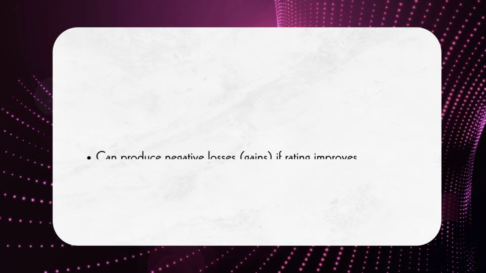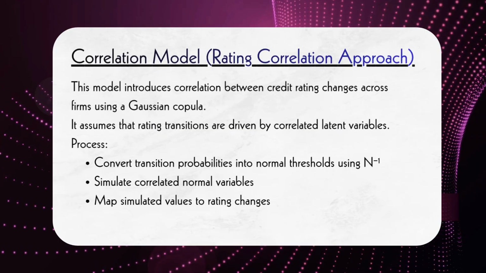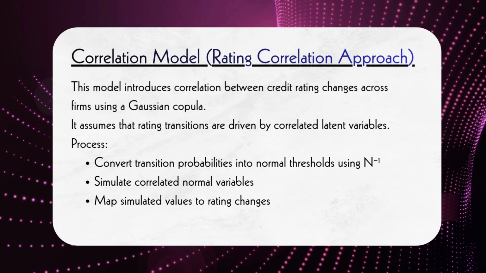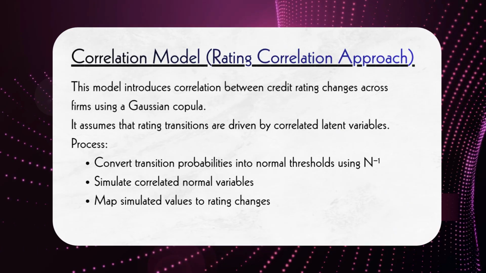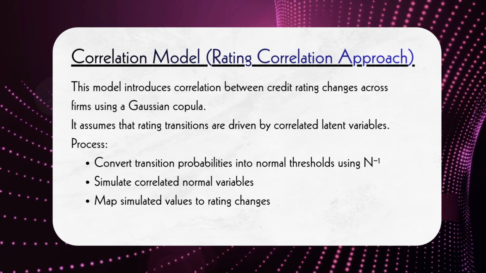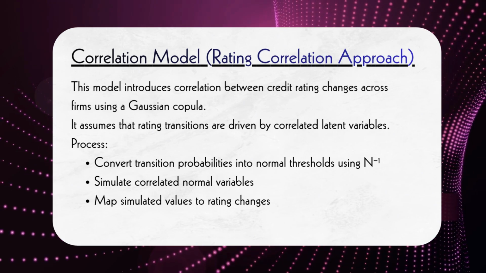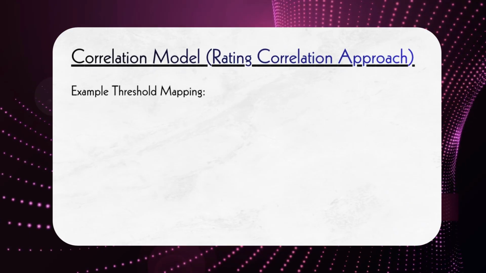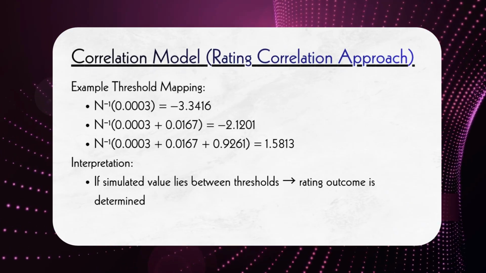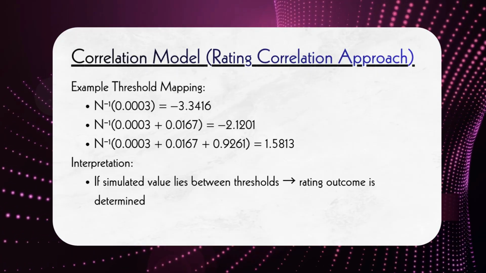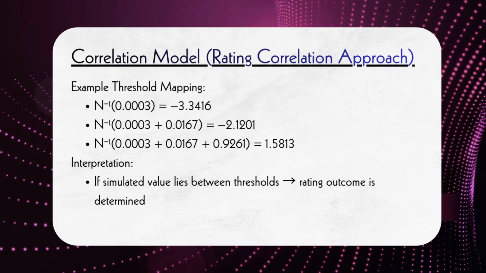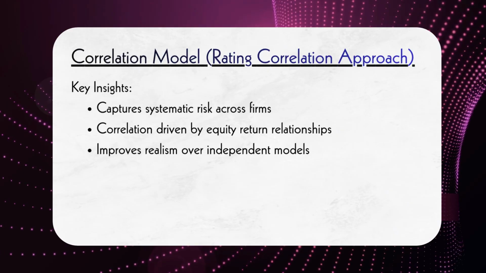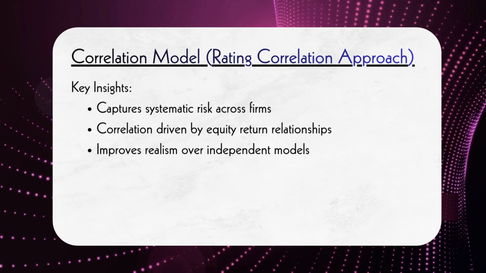Finally, we have the correlation model, which extends these ideas by explicitly modeling correlation between firms. It assumes that credit rating changes are driven by underlying correlated variables using a Gaussian Copula. We convert rating transition probabilities into normal thresholds using inverse normal values like N⁻¹(0.0003) equals −3.3416, and then simulate correlated random variables. Depending on where the simulated value falls, we determine the rating outcome. This approach captures systematic risk, meaning multiple firms can deteriorate together during economic downturns.